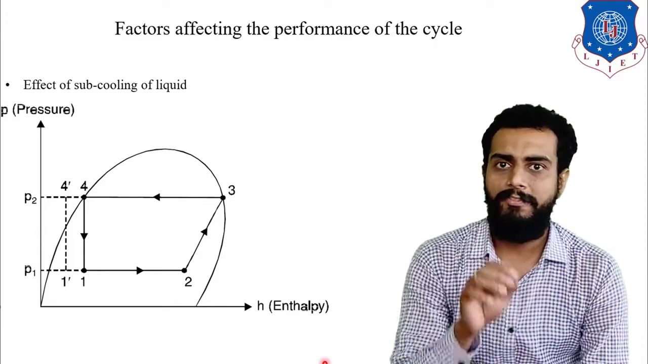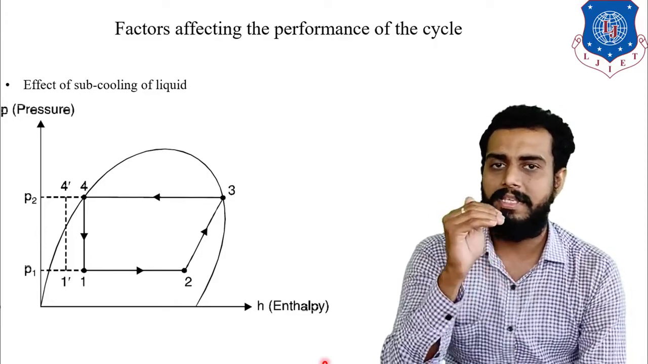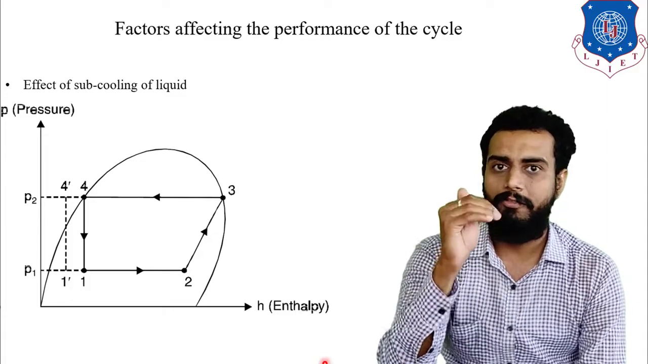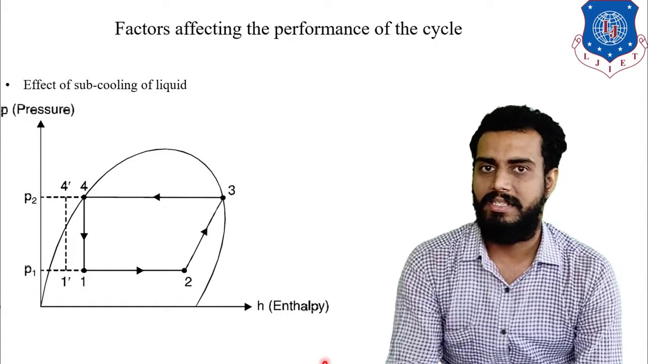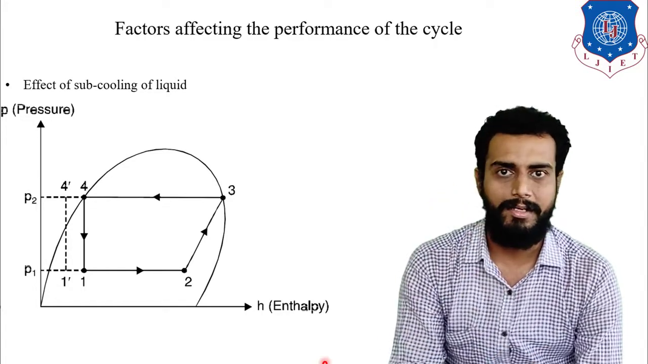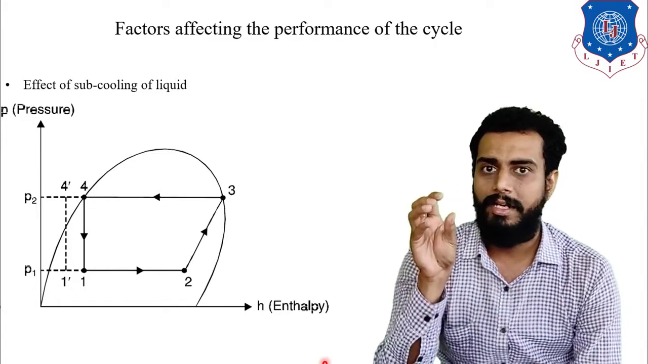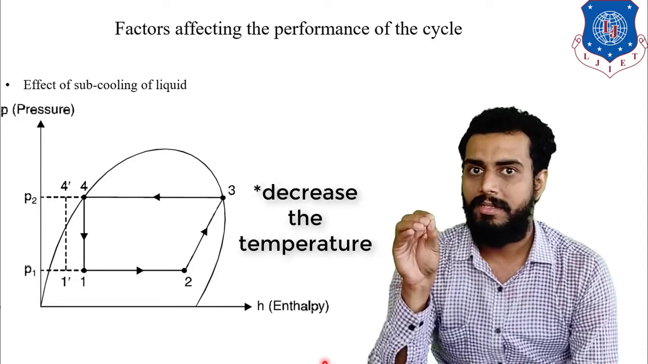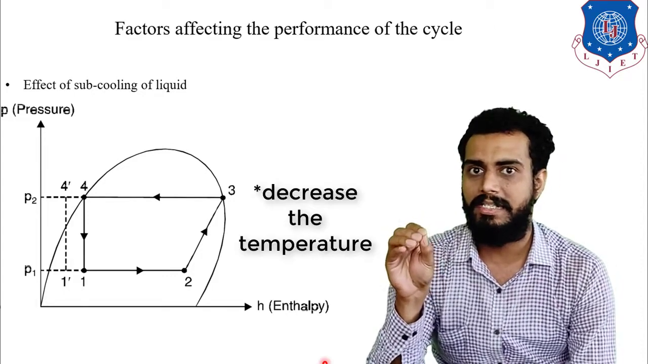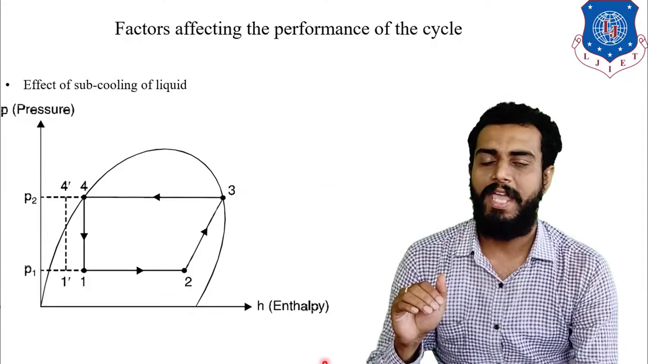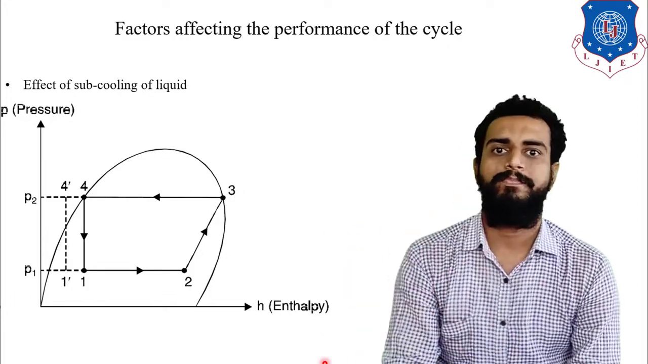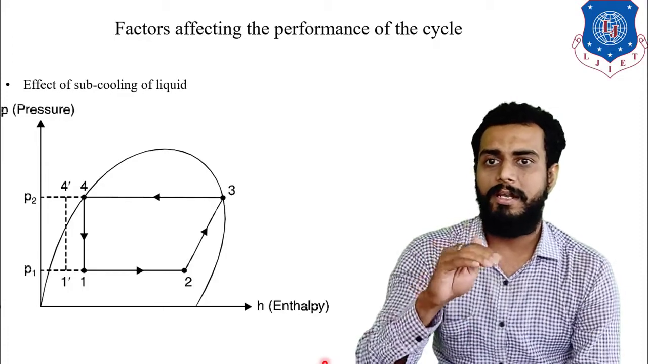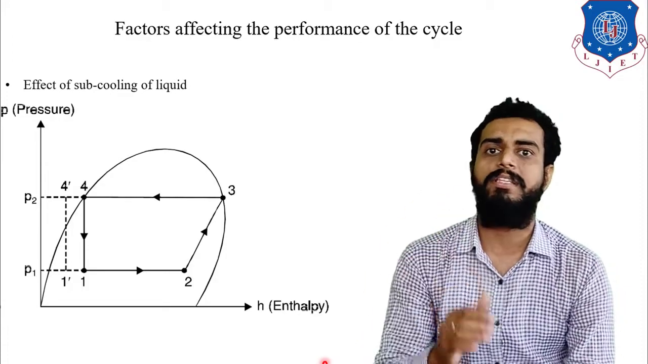For example, if I have a refrigerant at, let us say, 1 bar pressure, and the saturation temperature at 1 bar is, let us say, 20 degrees Celsius for that refrigerant. Now what I will do is decrease the temperature from the saturation temperature of 20 degrees Celsius to 10 degrees Celsius at 1 bar. So that is the subcooling. Okay, now let us understand the effect of doing the subcooling.